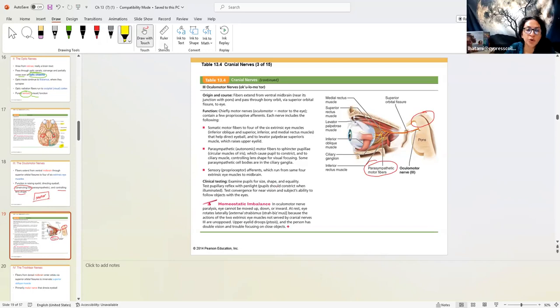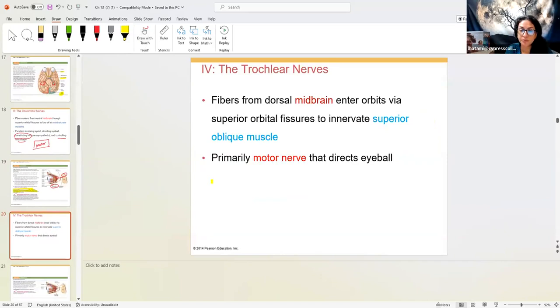So make sure you know the clinical testing for each cranial nerve. For example, as I mentioned, test the pupillary reflex by shining the light into the eye and just looking at the pupil size. It can show whether cranial nerve number 3, or the parasympathetic fibers, is working properly or not.